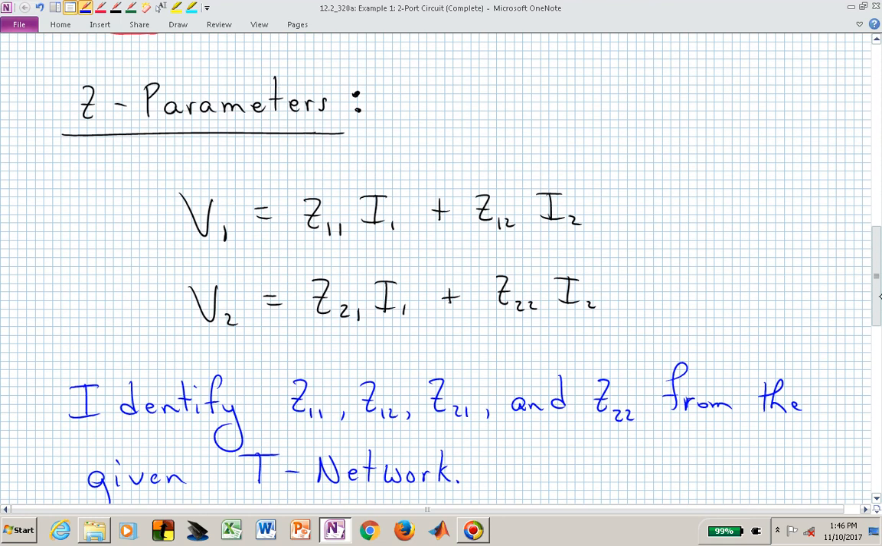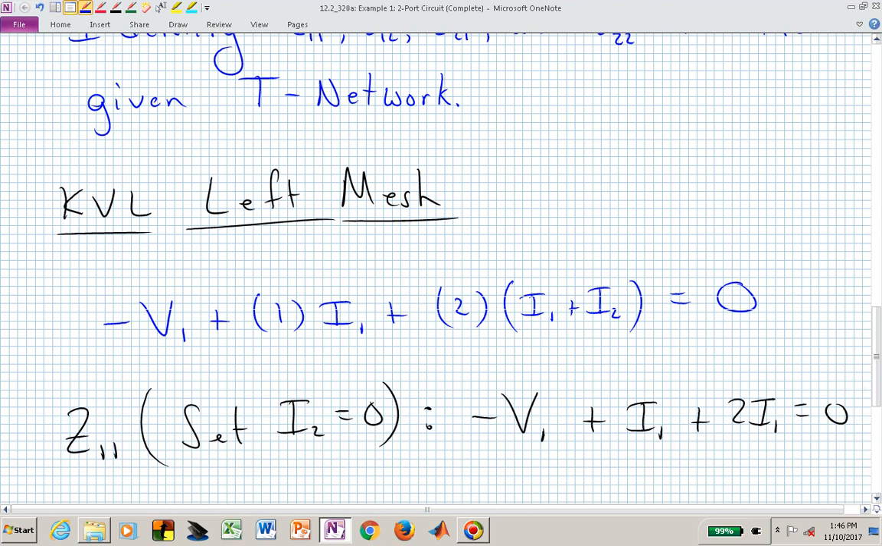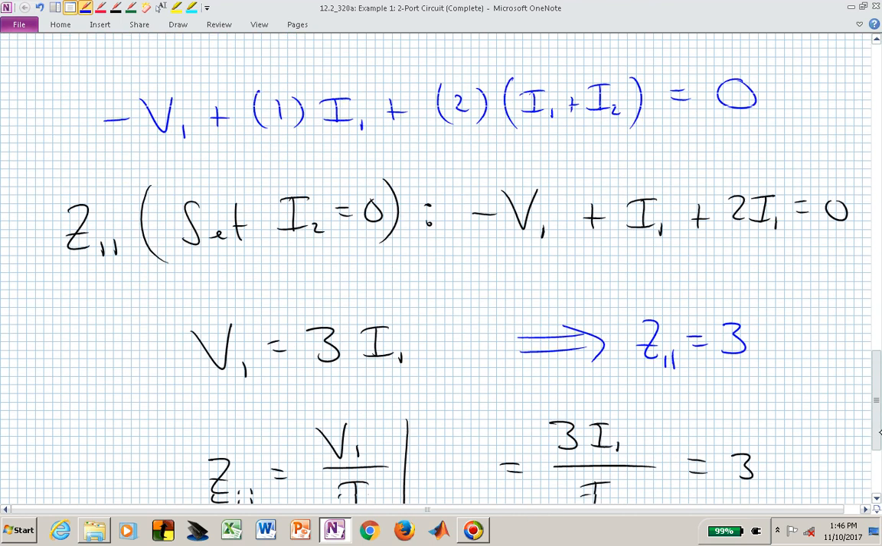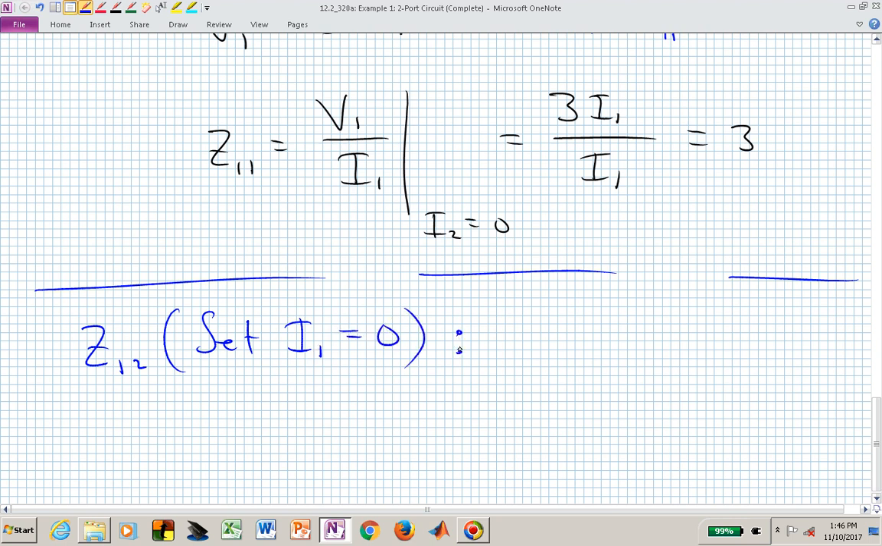We can also now look at finding Z sub 1, 2 from this equation in the left mesh by now setting I1 equal to 0. You could do it in different ways, but let's now look at computing Z12, so that now we're going to set the left current, or the current on the input port, equal to 0. And now we have minus V1 plus I1 equal to 0, plus 2 times 0 plus I sub 2.